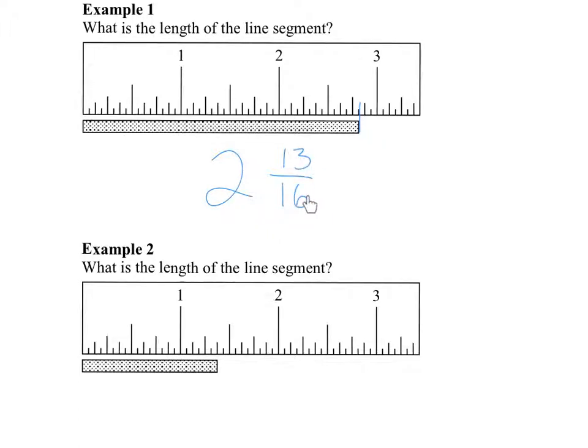So now looking at this one at the bottom, we know it goes past 1, so it's going to be 1 and something, and then it goes up to this one, okay? So if we look at the lines, we know the tallest one is a 1/2 inch, the next one is a 1/4 inch, and the next smallest one is 1/8 of an inch. So it's going to be out of 8.